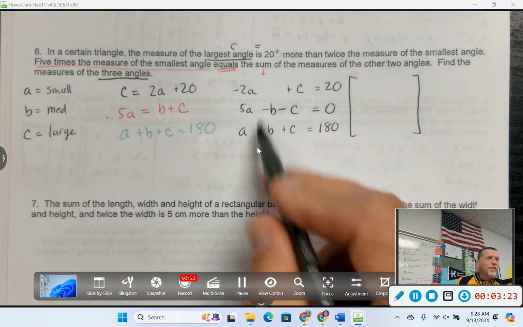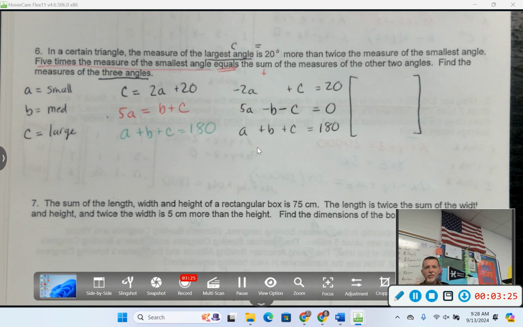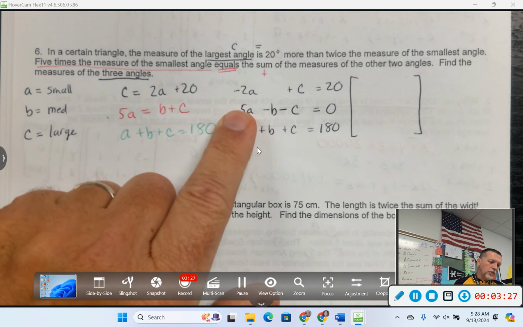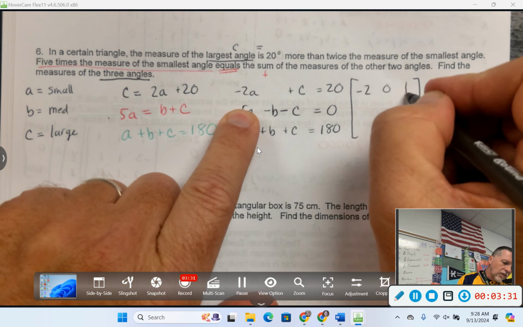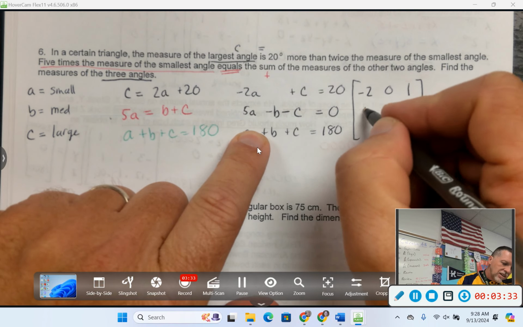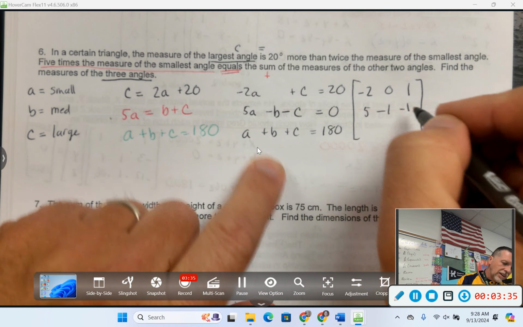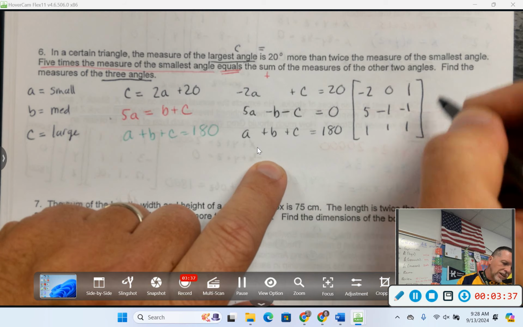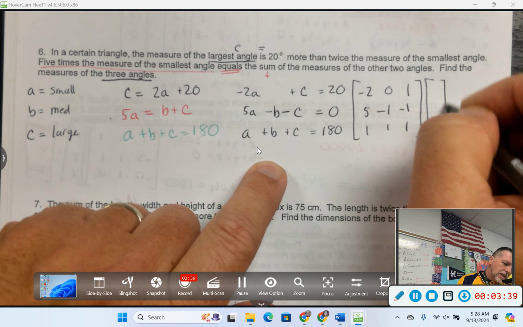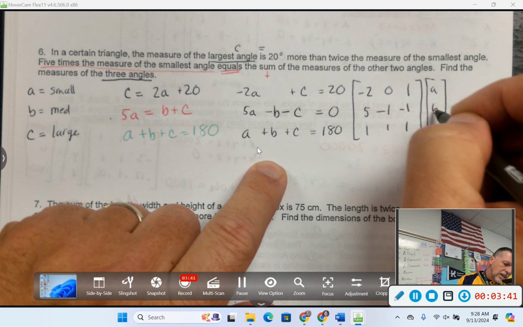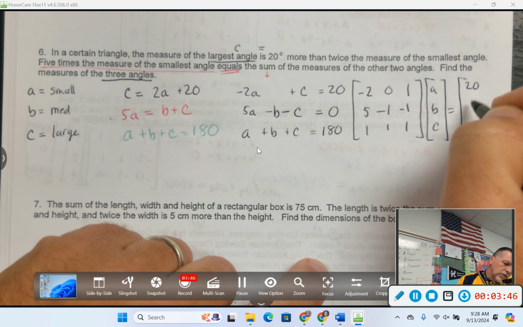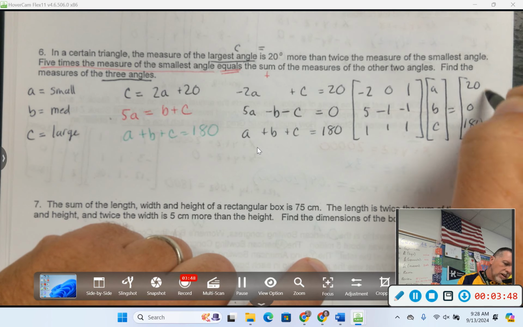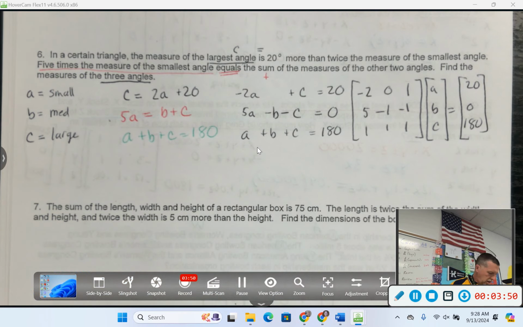If you set up the equation like that, the matrix is super easy because all you're doing is grabbing the coefficients. Negative 2, 0, 1, 5, negative 1, negative 1, and 1, 1, 1, times A B C equals 20, 0, 180.